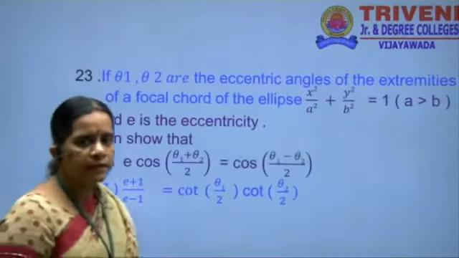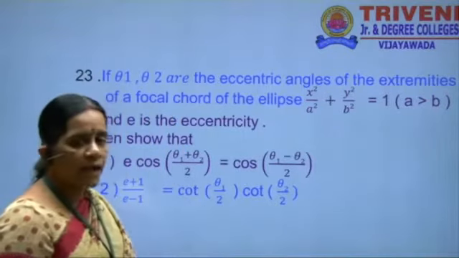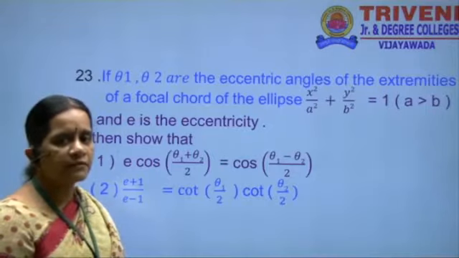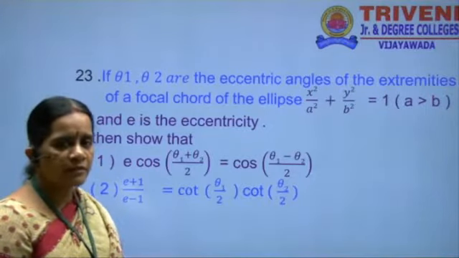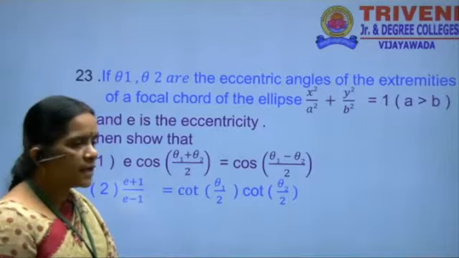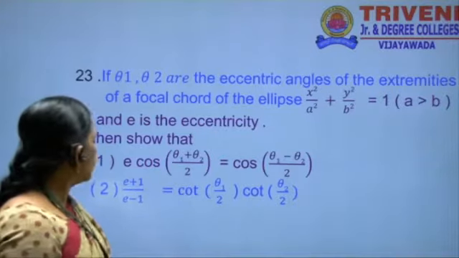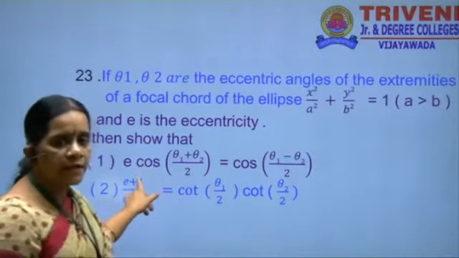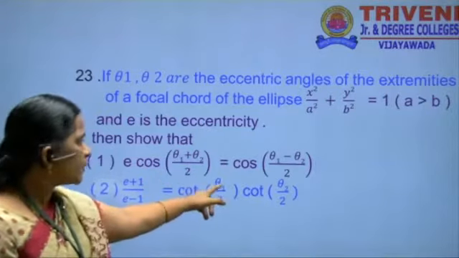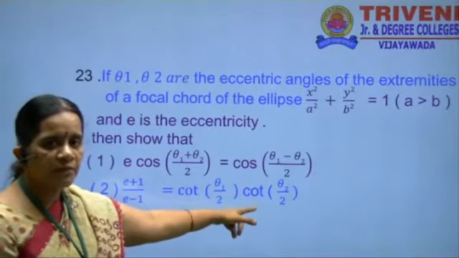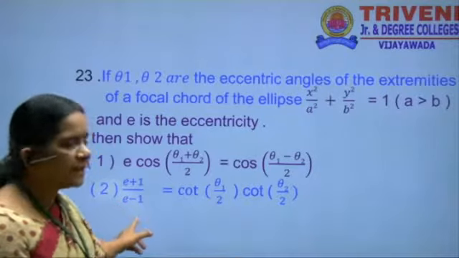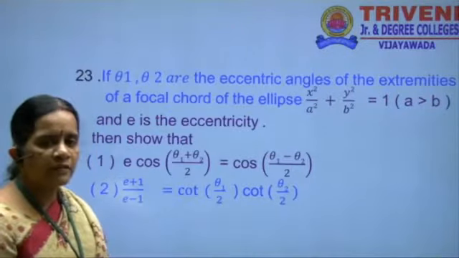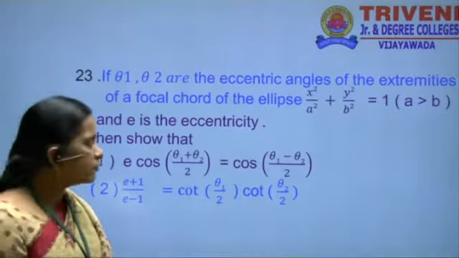If theta 1 and theta 2 are the eccentric angles of the extremities of a focal chord of the ellipse x square by a square plus y square by b square is equal to 1, here a is greater than b, and e is the eccentricity, then prove two parts. First one is e into cos of (theta 1 plus theta 2) by 2 is equal to cos of (theta 1 minus theta 2) by 2, and the second bit is (e plus 1) by (e minus 1) is equal to cot of theta 1 by 2 into cot of theta 2 by 2.